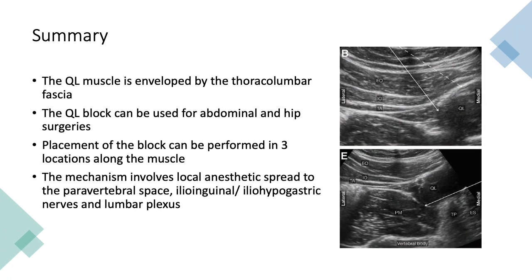In summary, the quadratus lumborum muscle is enveloped by the thoracolumbar fascia. The quadratus lumborum block can be used for abdominal and hip surgeries. Placement of the block can be performed in 3 locations along the muscle, and the mechanism involves local anesthetic spread to the paravertebral space, ilioinguinal and iliohypogastric nerves, as well as the lumbar plexus.